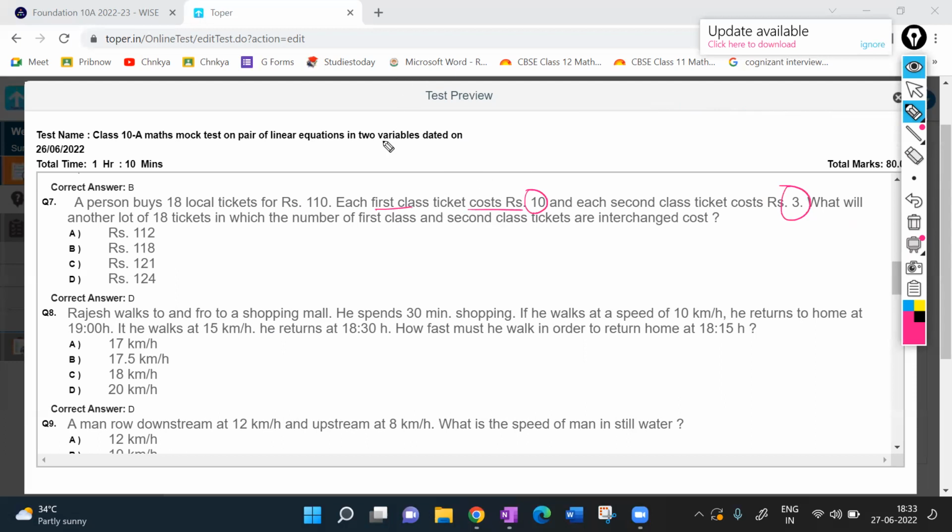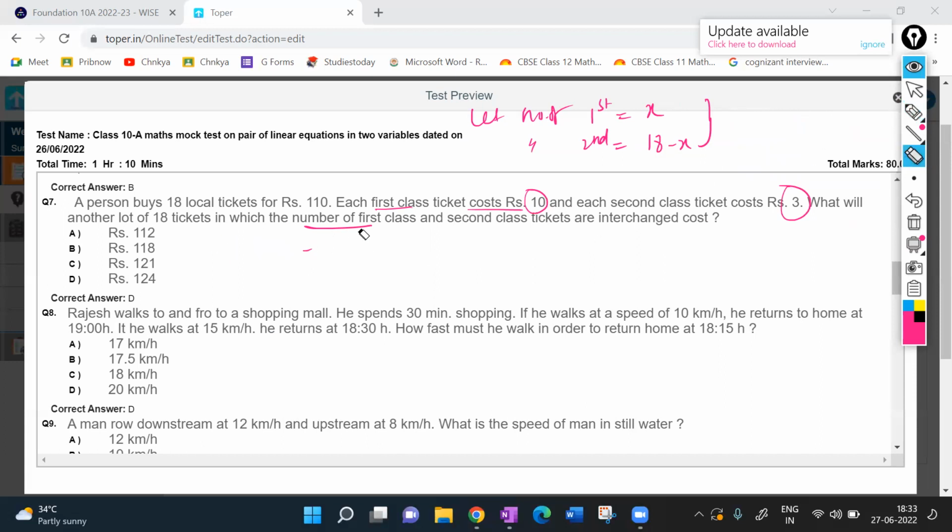I do not know how many first class tickets and how many second class tickets we have. The number of tickets is what we are talking about. Let the number of first class tickets be x. The number of second class tickets, beta? Total 18 tickets, right? So 18 minus x. If I add these two, I get 18, the total number of tickets. Now as per this, if I take first class plus second class tickets for 110 rupees, what is the answer going to be?